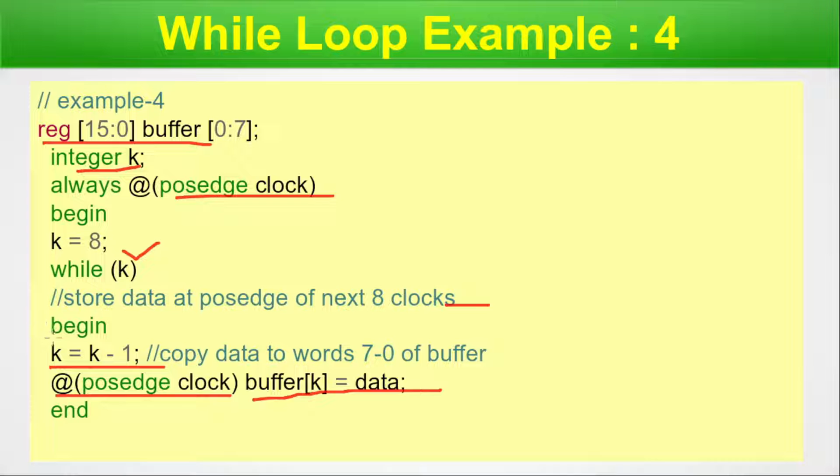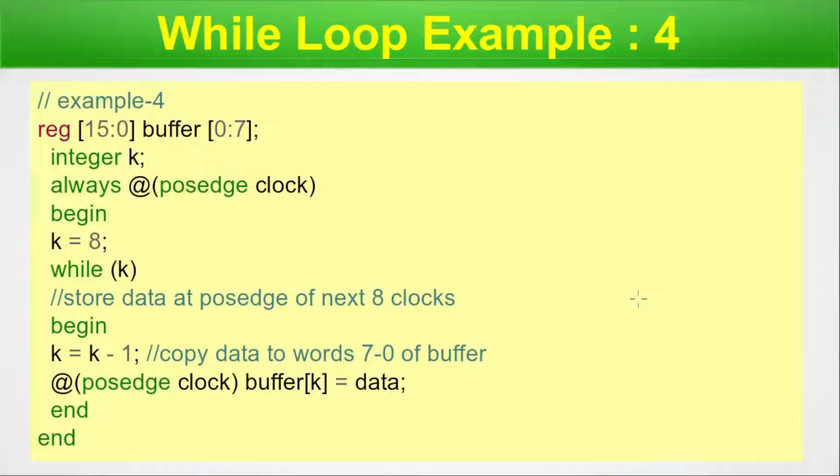So this is the start and end of the while loop. Here the buffer is 7 down to 0, and here we end it. This is a very plain and simple while loop example, so you can understand it. Here you can see both the always block is sensitized with the passage of clock, and the while loop is sensitized with the passage of clock.